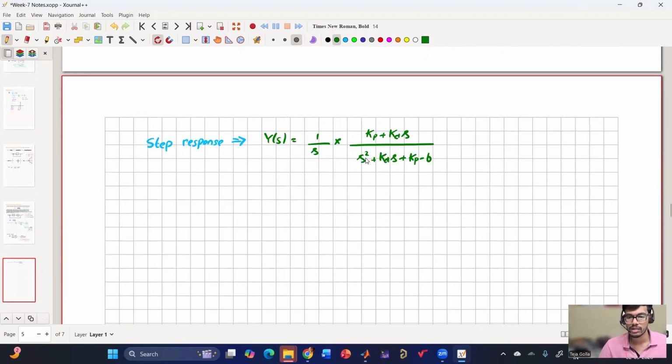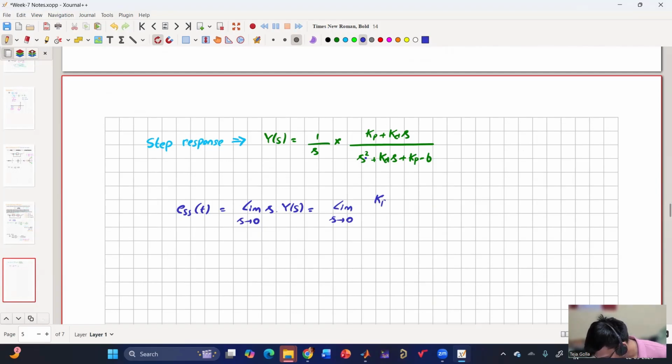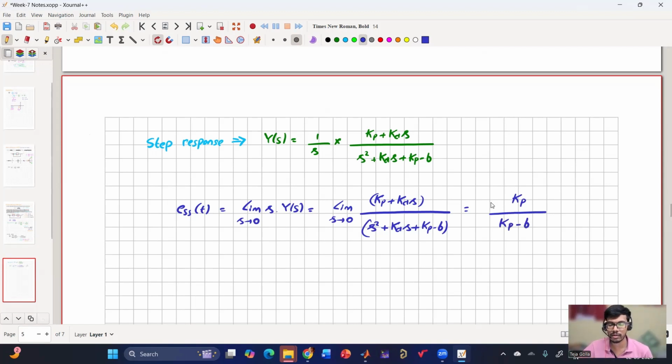So we are asking for zero steady state error, e_ss of t. Then we know the final value theorem: limit s tending to 0, s into Y of s. So s and s will get cancelled. So we'll get limit s tends to 0 of Kp plus Kd into s by s square plus Kd s plus Kp minus b. If you substitute 0, then we'll get Kp by Kp minus b. So can this be made 0? Can the steady state error be made 0?